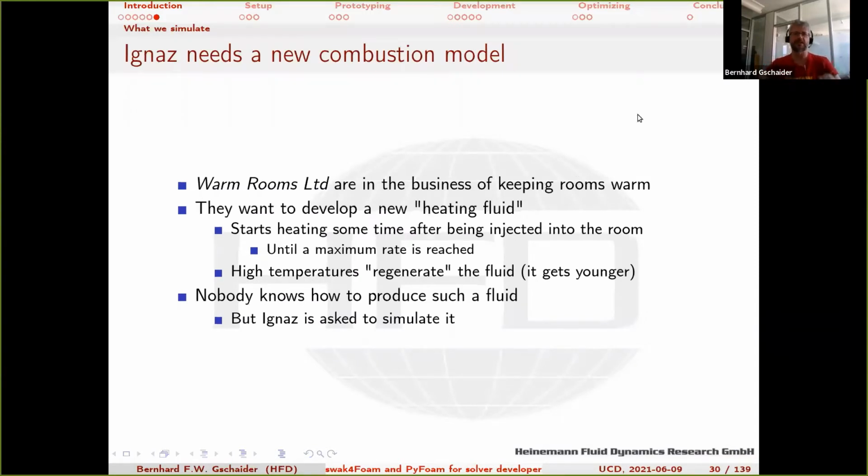So Ignaz needs a combustion model. Basically, what his boss specified is they want to develop a heating fluid. That's a fluid that flows into the room and starts heating itself up after some time until a maximum heating rate is reached, and that fluid is supposed to regenerate itself when it's very warm in the room. Nobody knows how to produce such a fluid, but they said, okay, just first make the simulations. We will get to these little details later.